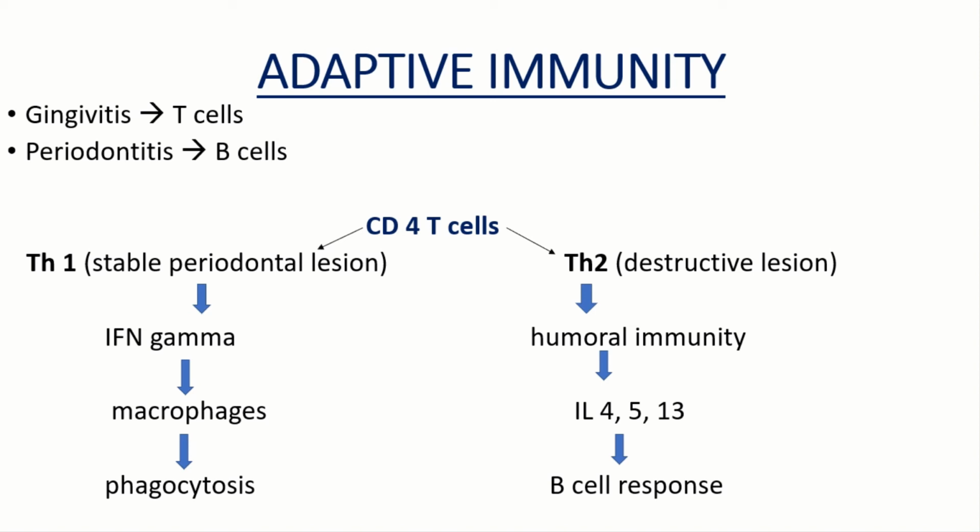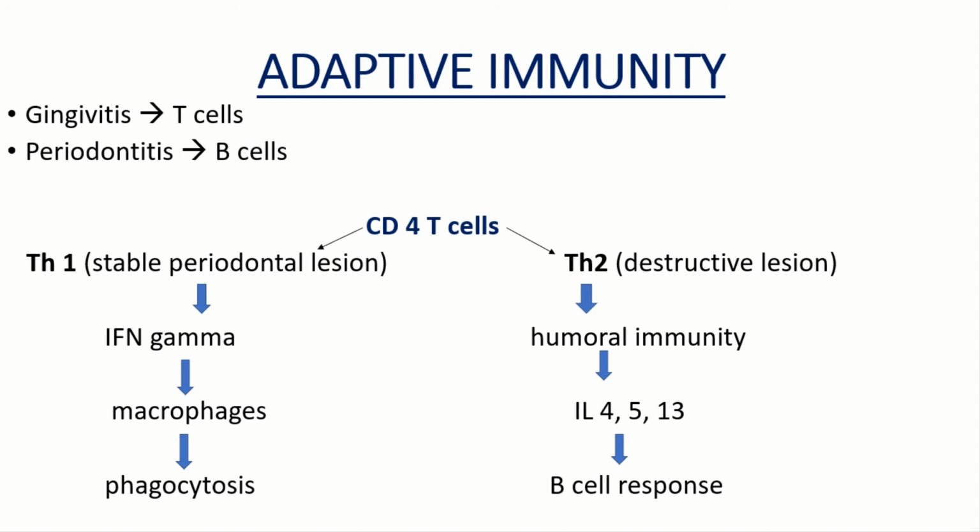Th1 is interferon gamma. The interferon gamma response involves macrophages, NK cells, and CD8 cytotoxic T cells. The macrophages phagocytize and kill microbial pathogens, whereas the NK cells and CD8 cytotoxic T cells kill infected host cells. So macrophages kill microbial pathogens, but NK cells and CD8 cells kill host cells.